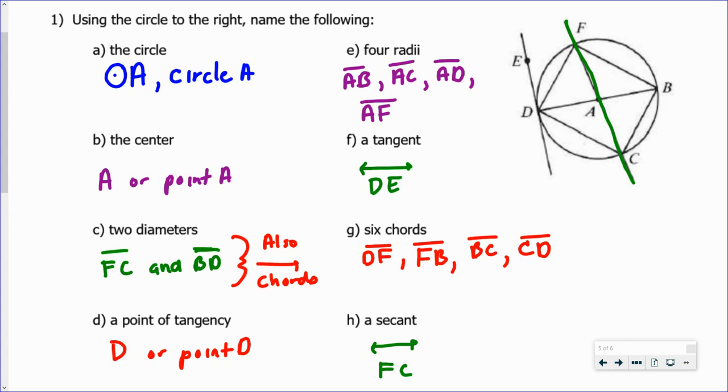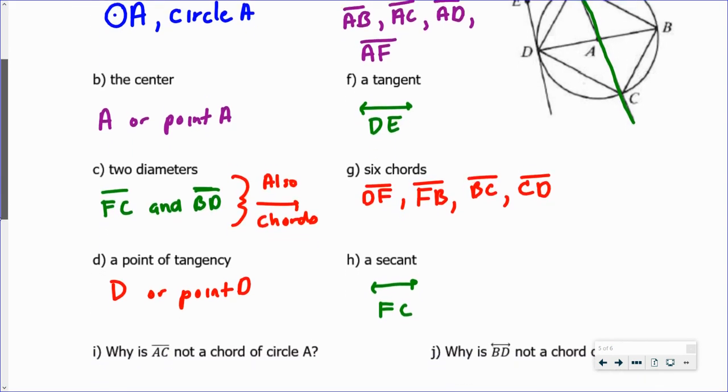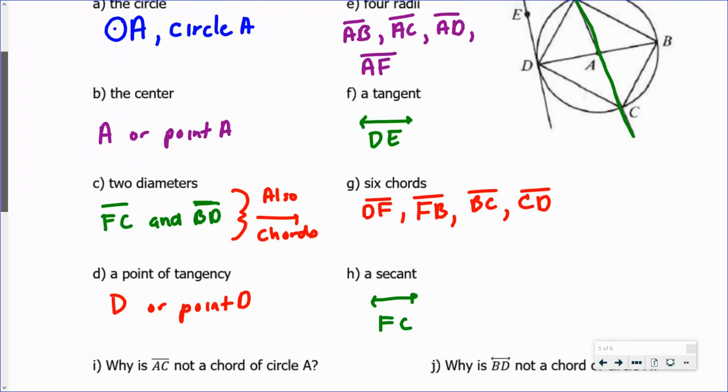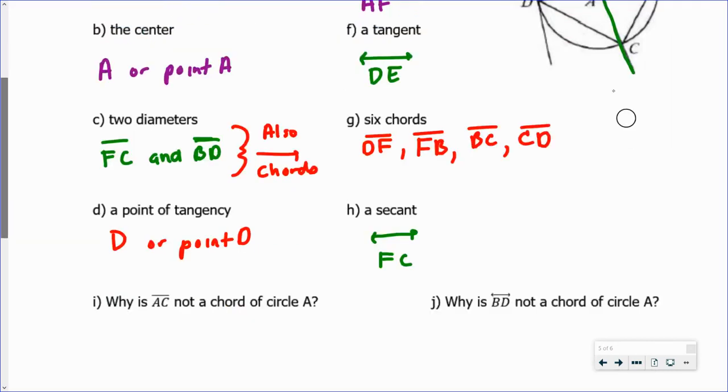All right, so let's scoot this down just a little bit, and I might have to go back and forth a little here, so I apologize for that. Letter I asks, why is AC not a chord of A? So let's go back up and look at that diagram for a second. So why is AC, and I'm going to highlight that segment.